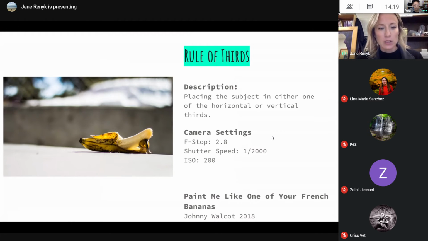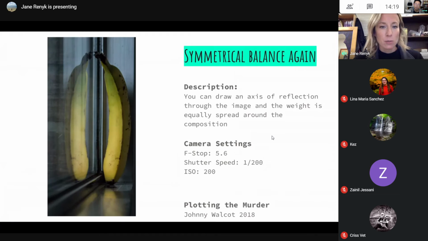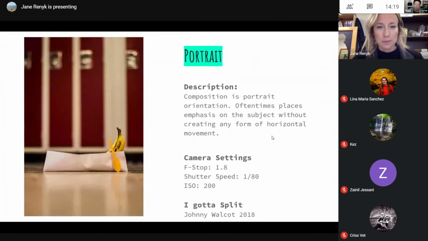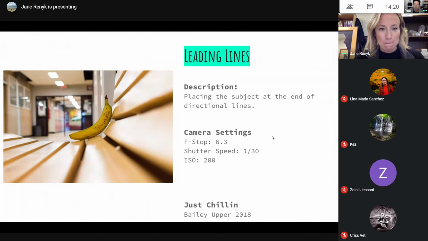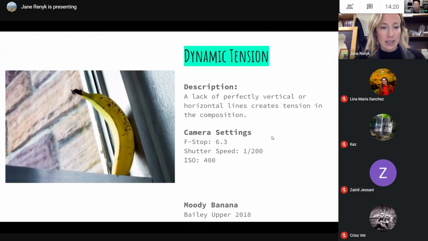But essentially what this student did was took a bunch of the composition techniques and he shot them for himself. Symmetrical balance, using the same subject, which is a really interesting approach. Portrait orientation versus landscape orientation, clever. Leading lines, again, those lines leading up to a subject. Different than eye level. Dynamic tension, so the horizon line has been tilted.